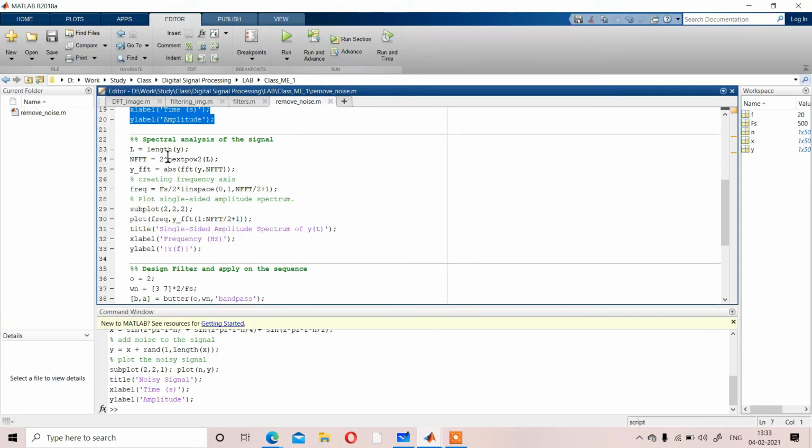So if we do that, the code is L equal to length, NFFT defines simply 2 to the power next power 2 of L. That defines that, suppose the length of L is 512.